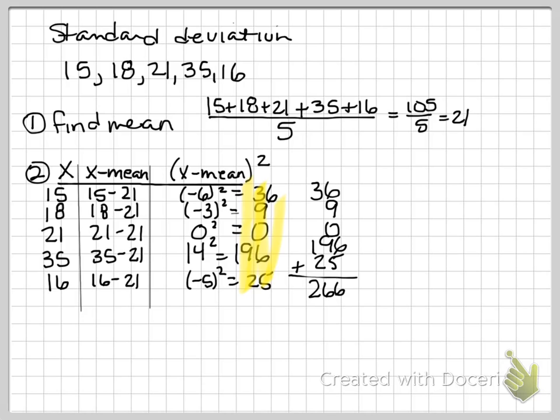I am going to take the 266 and divide that by 5. And then do the square root of all of it. So 266 divided by 5 is 53.2. I'll take the square root of 53.2. And you only need to go out one decimal place, and that's about 7.3. So our standard deviation is about 7.3.